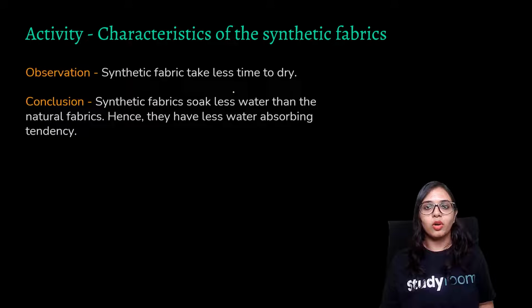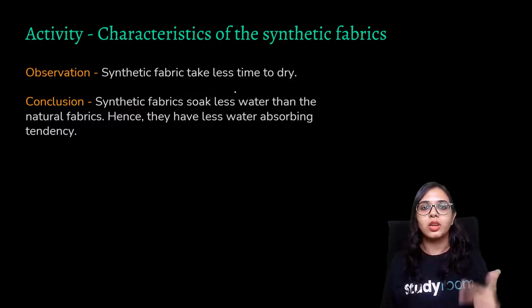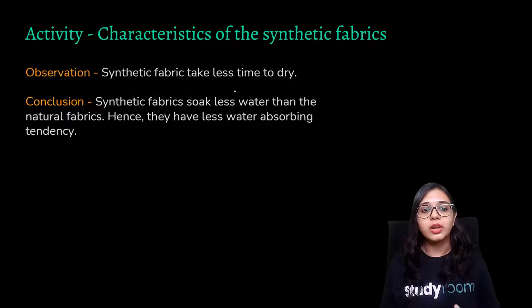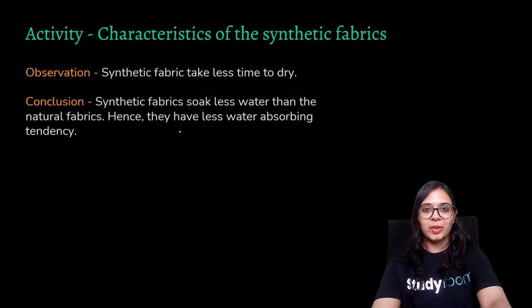This is because synthetic fabrics, whatever we have discussed till now, be it polyester, rayon, nylon, or even acrylic, soak less water than natural fibers. Because they are soaking less water, whatever water they have will be easy to dry. They have less water absorbing tendency, and that is why when you put them under the sun, the synthetic fabrics get dried easily as compared to the natural fabrics.